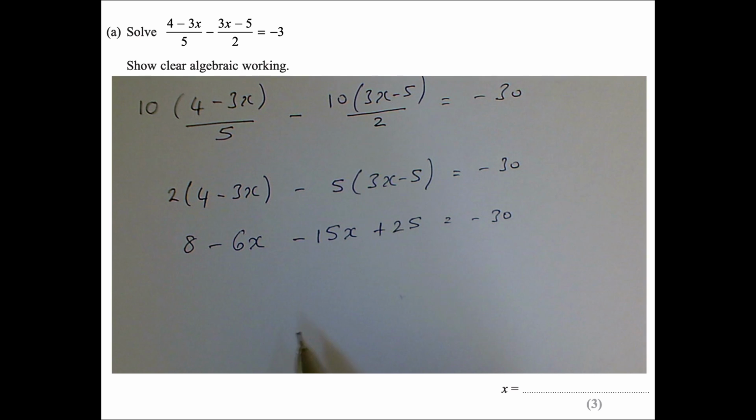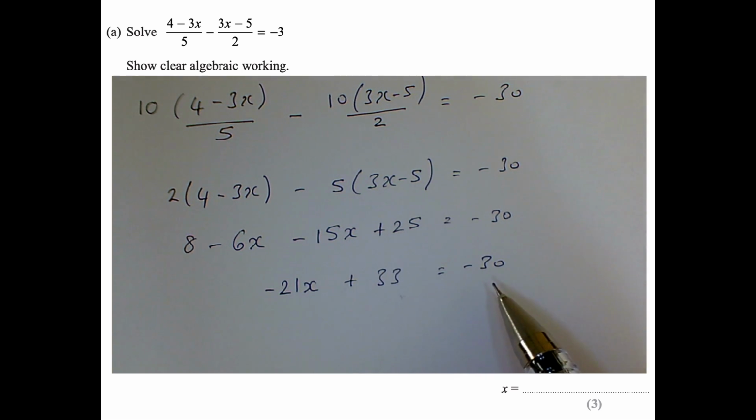Okay, so minus 6x minus 15x is going to be minus 21x, and 25 plus 8 is going to be 33. And now, of course, if I take those to the sides, I'm going to take the x's over to the right hand side and make them positive, and bring the number minus 30 over the other side. So 63 is equal to 21x, and therefore x equals 3.